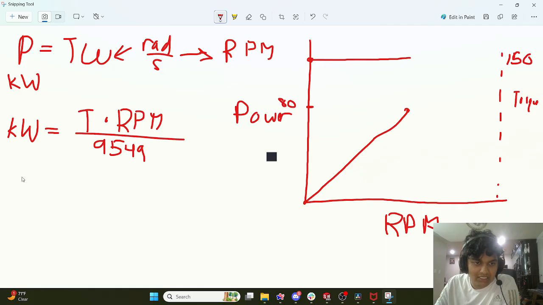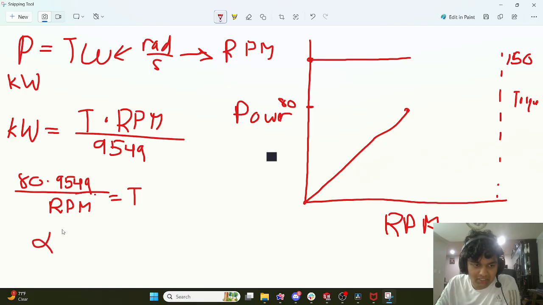So 80 times 9,549, and then we divide by the RPM. This will become equal to torque. This is analogous to 1 over x. And so your torque is not going to stay constant. Torque is going to look like that.